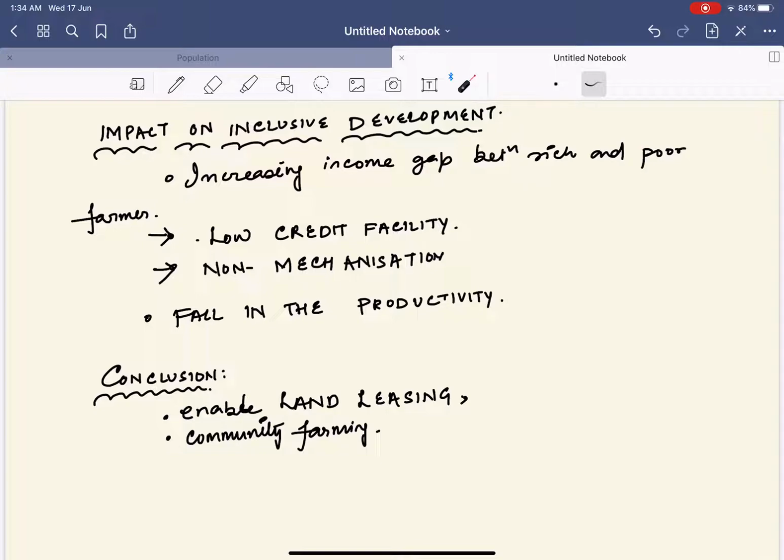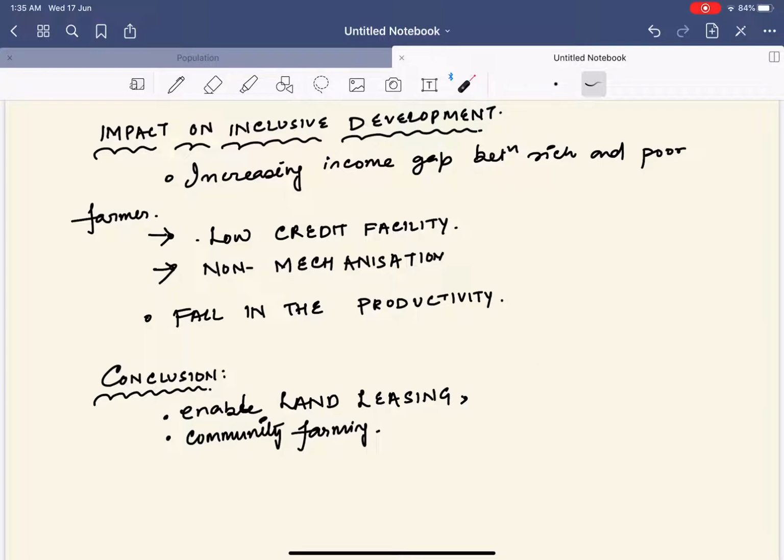It is that simple. Now, the conclusion. Within the conclusion, this is something I got. First of all, enable land leasing. What is land leasing? If we have a small patch of land, with the help of land leasing we can take small patches of land and make them into a large land. For every land taken on lease, we have to pay something to the farmers in return. That is one of the methods by which marginal lands can be converted into large tracts of land.